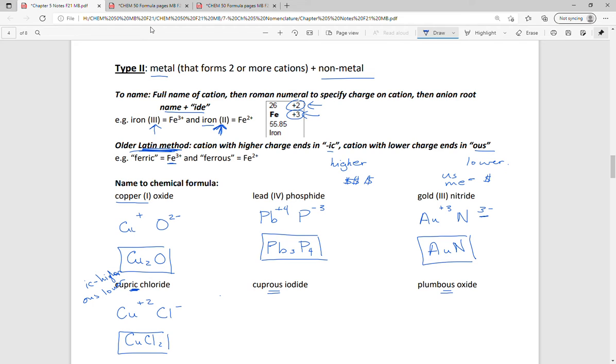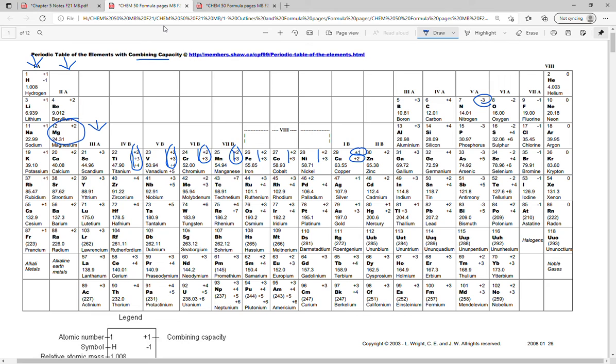Cuprous iodine, so cuprous would be Cu, and the us indicates that I'm using the +1 combining capacity, the lower of the numbers. Iodine, always -1, and electrically neutral compound, crisscrossing them up, CuI. Plumbous oxide means that it would be lead, and lead has the options of either being +2 or +3. Oh, I can't do it off the top of my head. See, I told you I don't have these memorized. Where's lead? Oh dear.